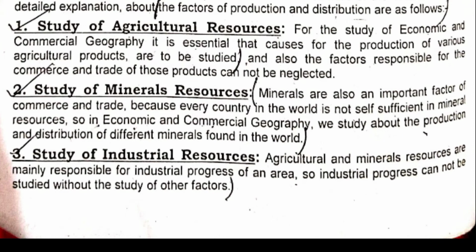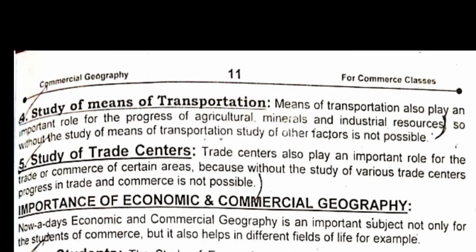And the third one, study of industrial resources. Agriculture and mineral resources are mainly responsible for industrial progress of an area. So industrial progress cannot be studied without the study of other factors.